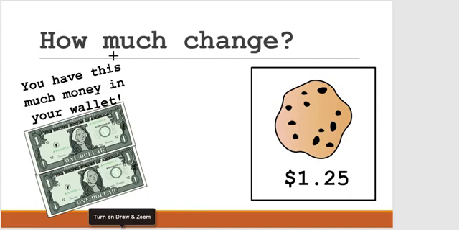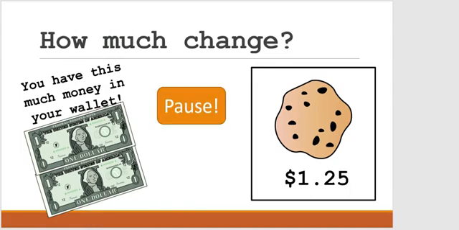Well, what I need you to do right now is pause, and try it out on your own. Go down below this video and answer the first question on how much change you would get if you had $2 and you bought a cookie for $1.25. Pause it now. Go ahead and pause, knowing that we will be going over it in just a moment.